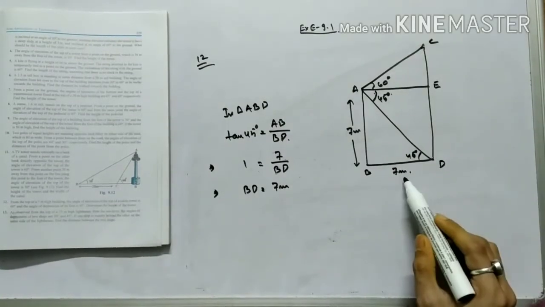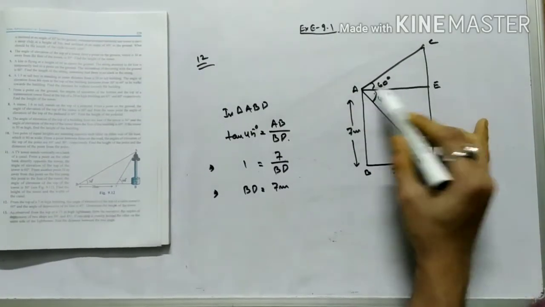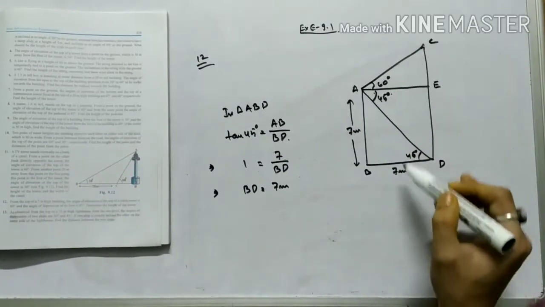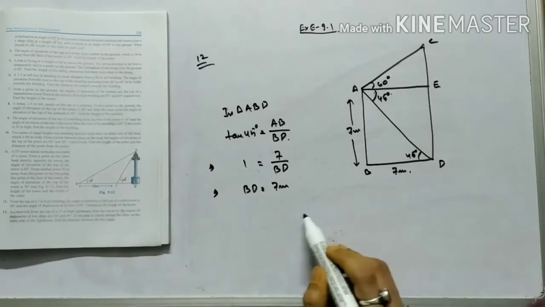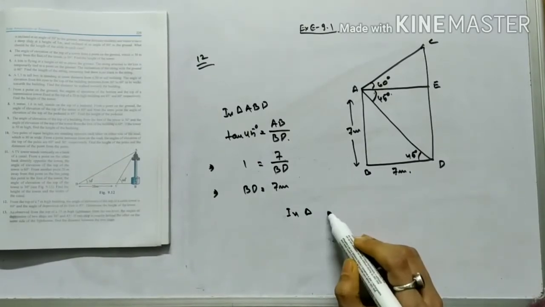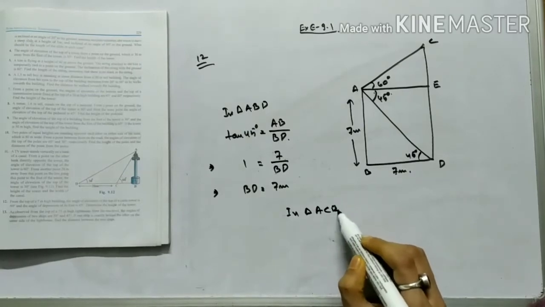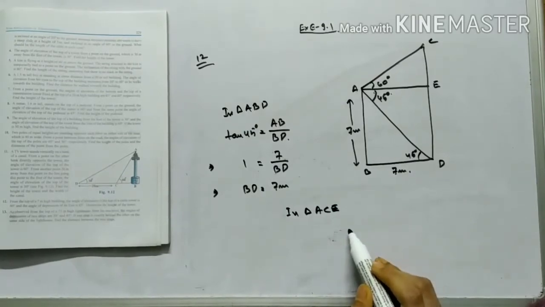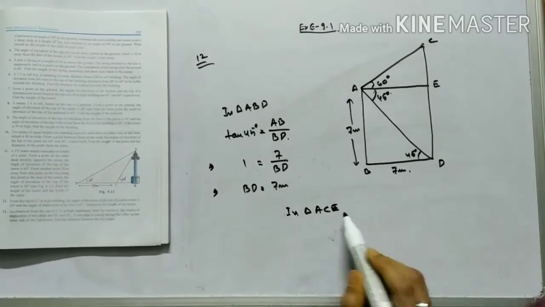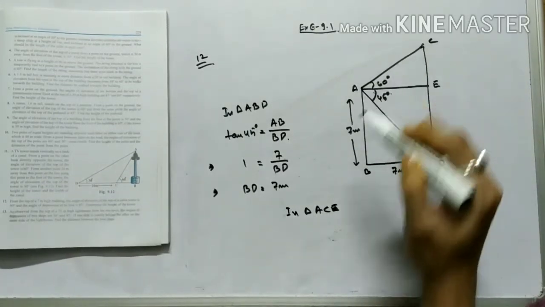Since BD is equal to 7 meter, therefore AE will also be 7 meter. Understand? AE will also be 7 meter. So now I will take triangle ACE. In triangle ACE, this triangle I will take.